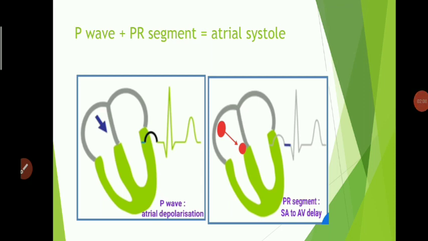The P wave and the PR segment altogether represent the atrial systole. That is, while the P wave and the PR segment are being formed, the auricles undergo contraction, or the systolic phase. So by now it must be clear that the P wave represents the depolarization of the auricles and the PR segment represents the delay between the SA node and the AV node, while the P wave and PR segment together represent the atrial systole.